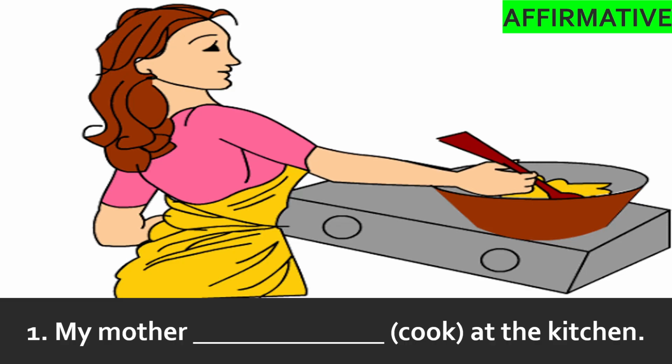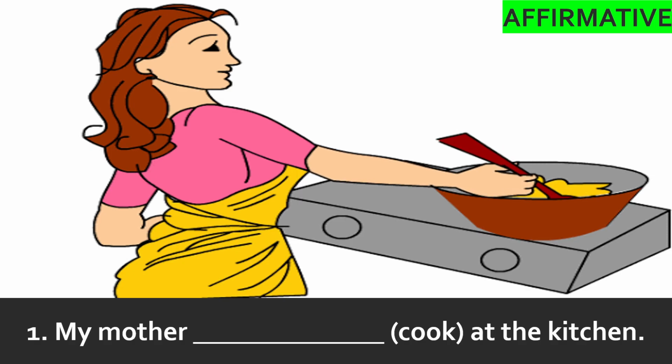Let's take a look at the picture. This is an affirmative sentence that you are going to do. You will just need to fill in the blanks with the correct verb to be with verb plus ing in the blank. Let's look at the first question. My mother cook at the kitchen. So the hint given here is cook. You know that the verb here is cook, and we are going to make an affirmative sentence.